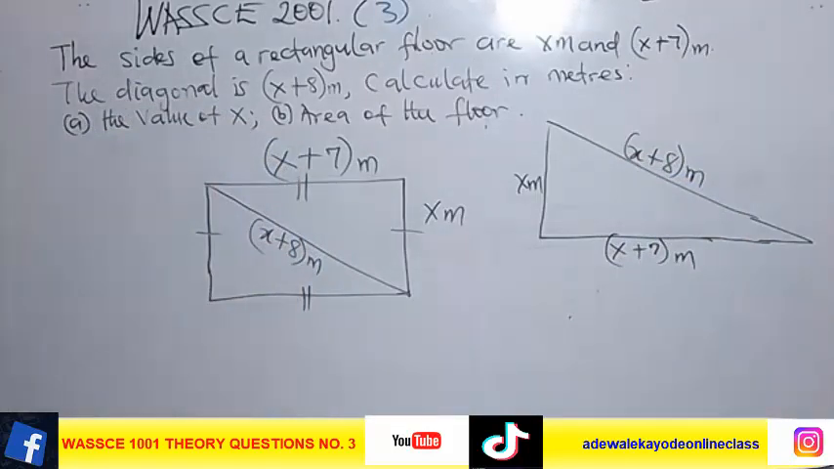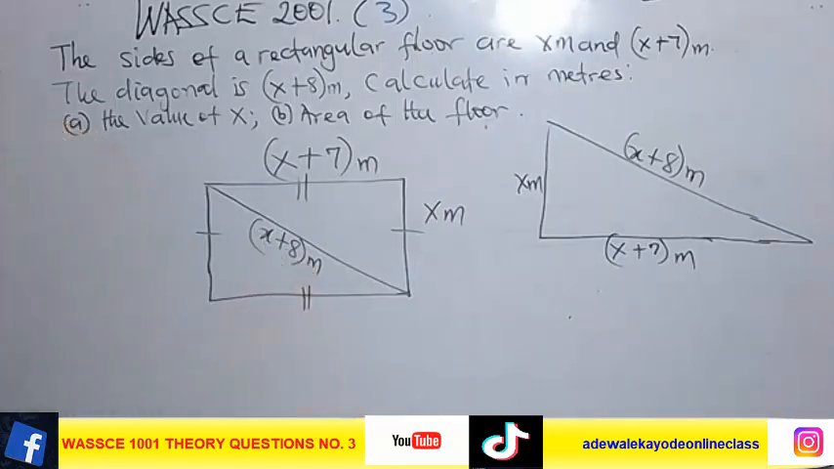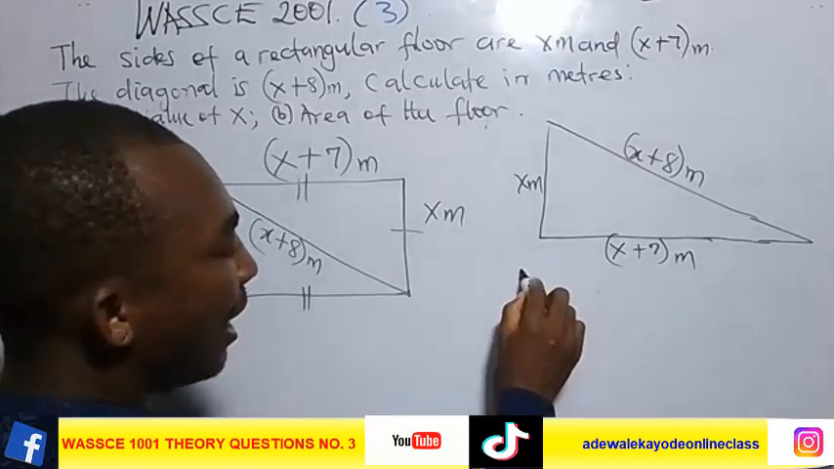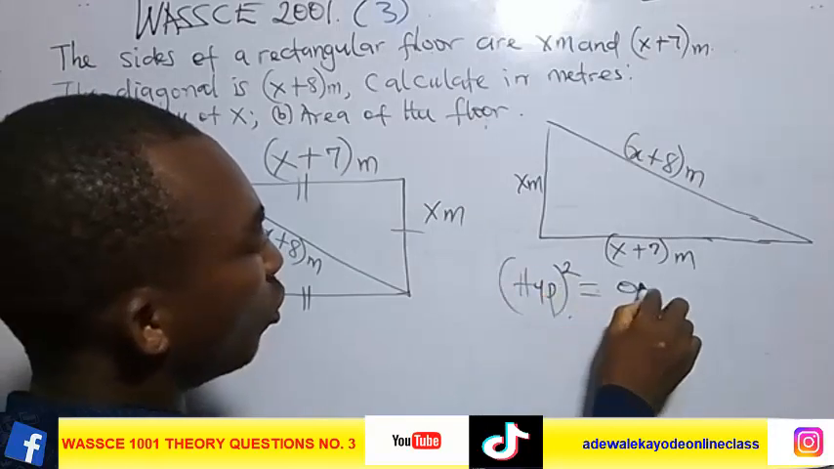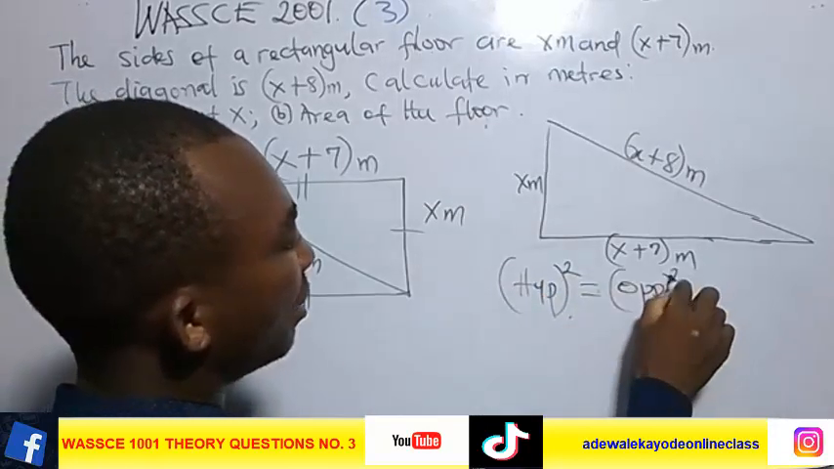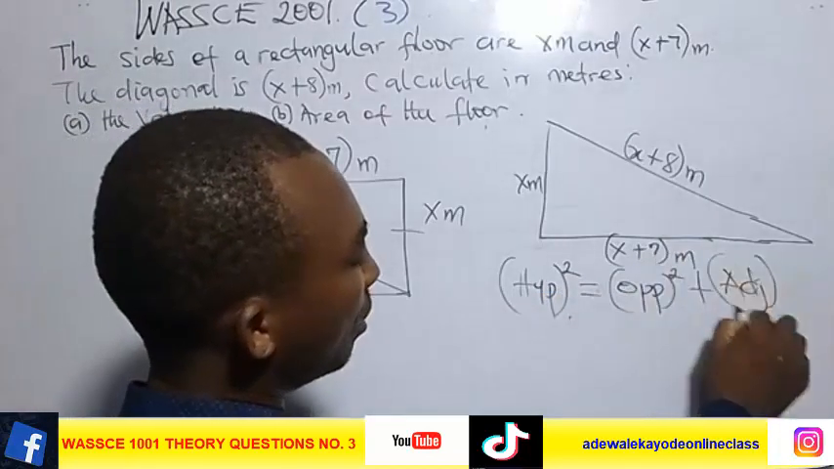What can I use here? Great, someone said Pythagoras theorem. The Pythagoras theorem says the square of the longest side is equal to the sum of the squares of the other sides. That is, the hypotenuse squared is equal to the opposite squared plus the adjacent squared.